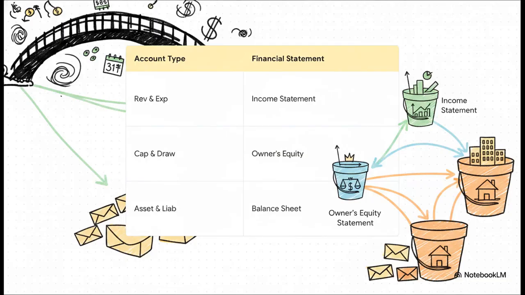Think of crossing this bridge like sorting mail into very specific buckets. As you can see, the revenue and expense accounts just march straight off the bridge and right into the income statement bucket. Then your owner's capital and drawings accounts get routed directly to the owner's equity statement. And finally, your assets, liabilities, and that brand new ending capital you calculate just settle perfectly into the balance sheet. Everything has a very specific home.